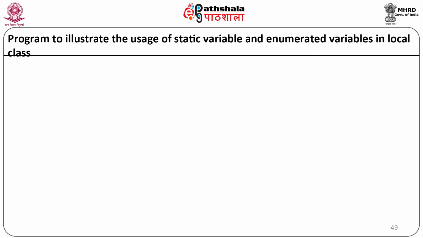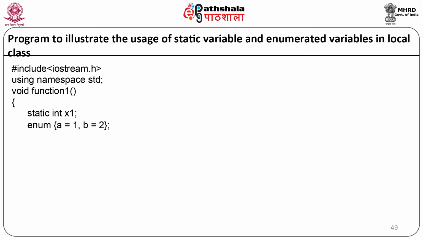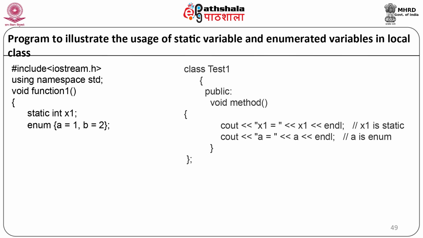Now, let us see a program to see the usage of static variable and enumerated variable in a local class. #include iostream, using namespace std. We will start with a function void function1, opening braces. Inside this we will declare our static member as static integer x1. We will declare the enum variable as enum a equal to 1, b equal to 2. Then we will start with the class definition class test1. In a public section, we will have void method where we are going to write a code as cout x1 equal to x1 and L. Here the x1 variable is a static variable, cout a equal to a, where a is an enum variable. Our method will end, our class will end.